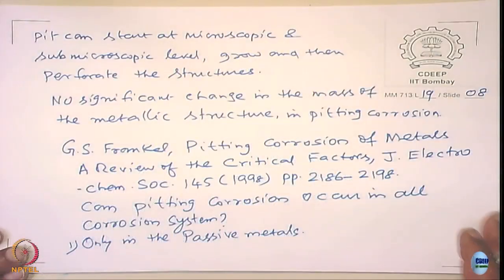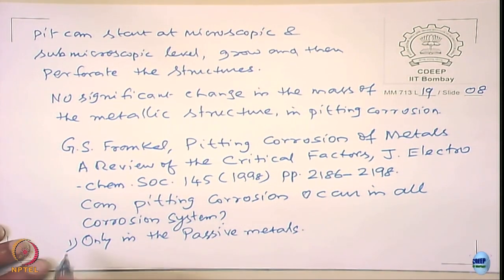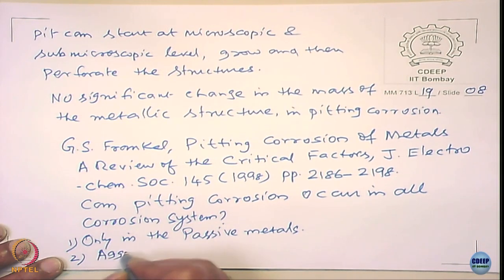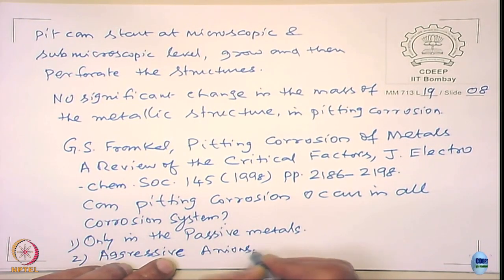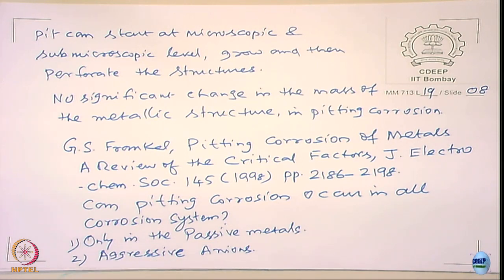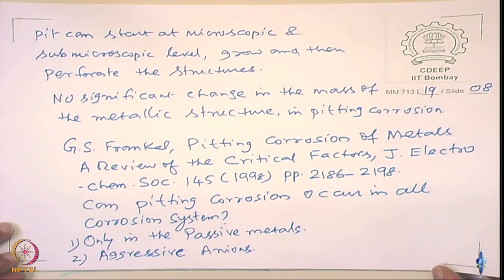First, passivation. The second, you need aggressive anions. So, even when the metal is passive, it may not pit unless there are specific aggressive anions, okay. I will give some examples.